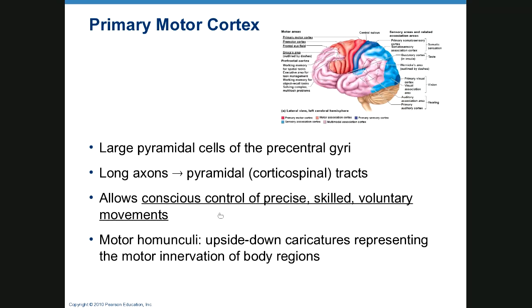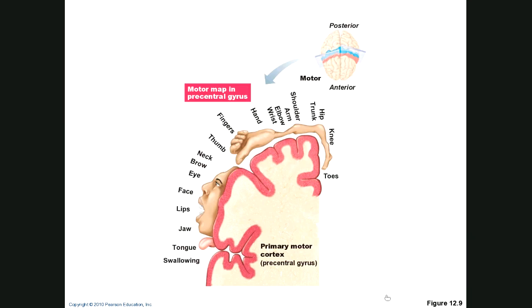Now, the motor homunculus that we'll look at in just a minute is showing an approximation of where and how much brain is involved in movement of certain places. As you see, the head, mouth, tongue, organs of swallowing, and the hands take up a tremendous amount of brain. Whereas your trunk, shoulder, hip, you don't get the fine tuning control on your hip, knee, your toes. So it takes much less of the brain to move your toes than it does to swallow.